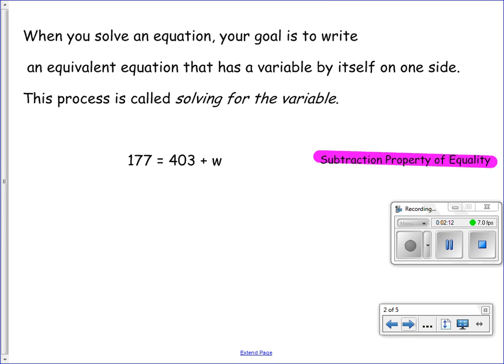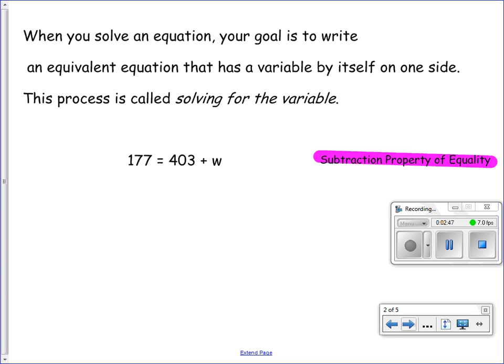When you solve an equation, your goal is to write an equivalent equation that has the variable by itself on one side. This process is called solving for the variable. So your goal in this lesson and in future lessons is to isolate the variable, to get the variable by itself. For example, in that previous example, it was x equals negative 12. So our goal is to isolate the variable.